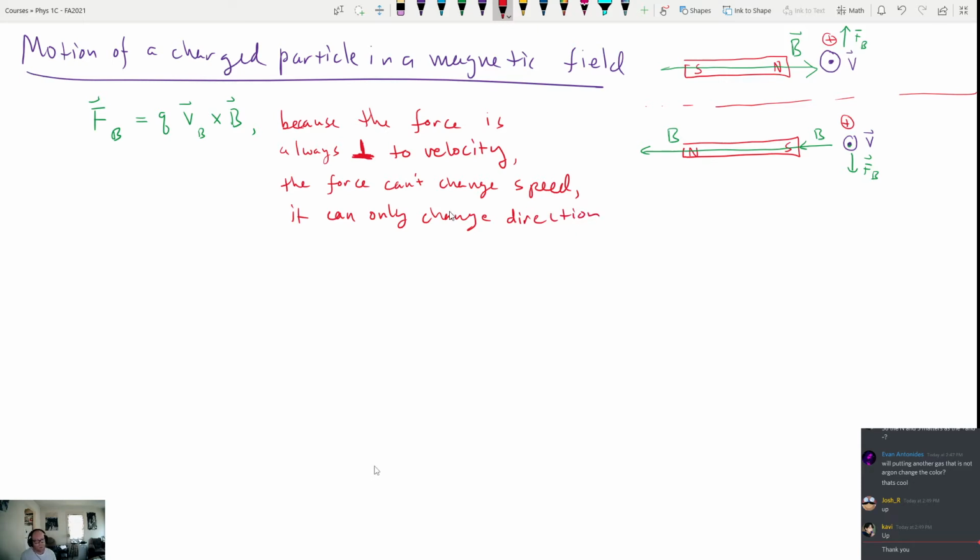Does that make sense? If you have a force that's always perpendicular... I'm sorry, that's not right. You can't increase speed. You can't increase the magnitude of your velocity. Think about that for a second and make sure that makes sense to you.